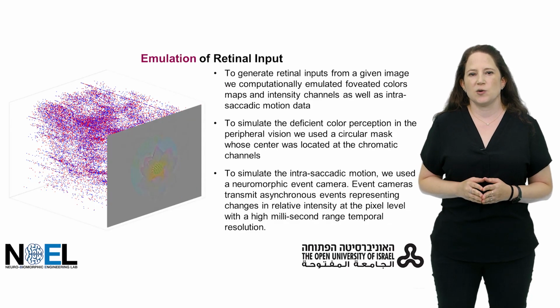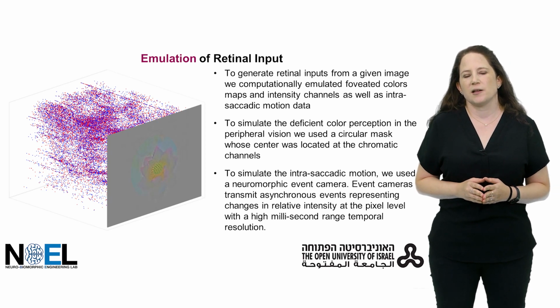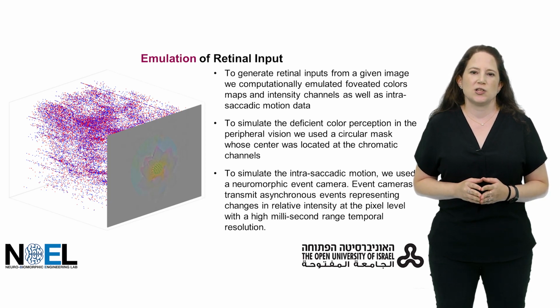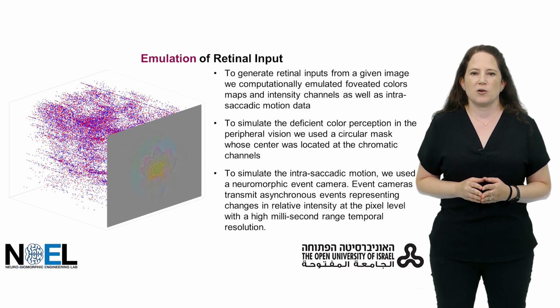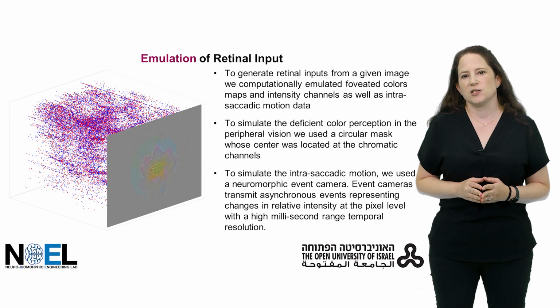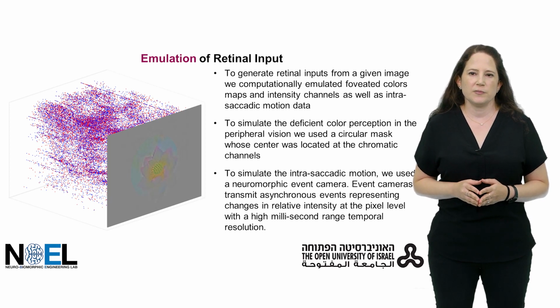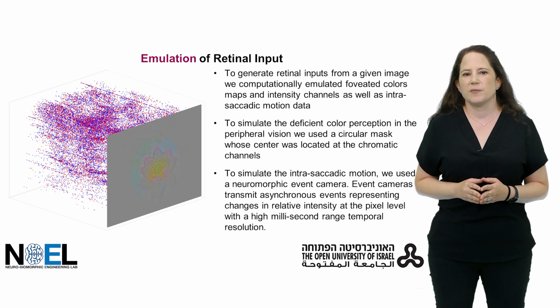To simulate the intrasaccadic motion, we used a recording taken by a neuromorphic event camera, available through the Caltech dataset. Event-based cameras are considered as following the principles of biological sensing, only capturing changes in scene reflectance. They report only changes in brightness. Event cameras transmit asynchronous events representing changes in relative intensity at the pixel level with a high, millisecond-range temporal resolution. 3 saccade modalities were generated by virtually moving each image in front of an event camera.